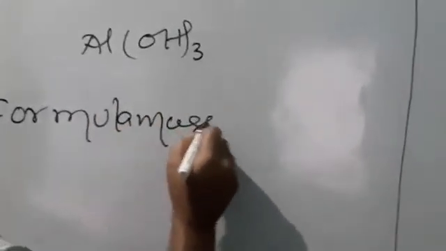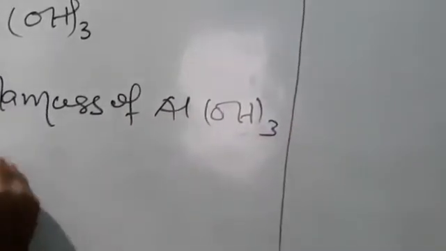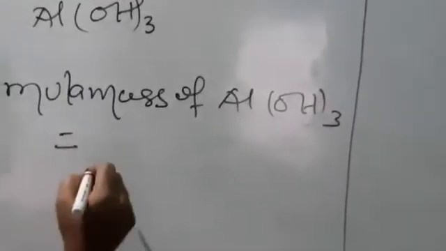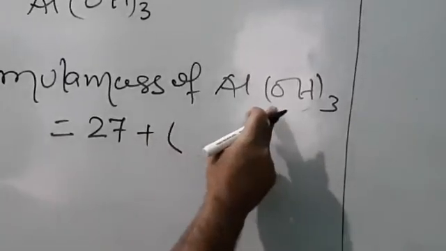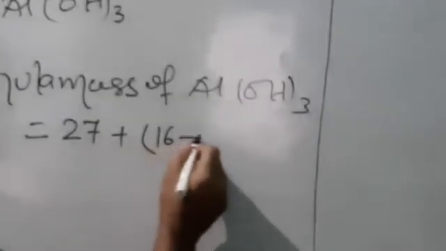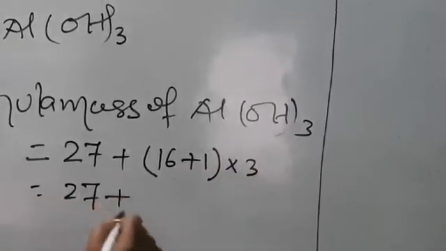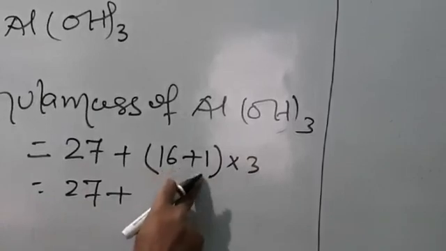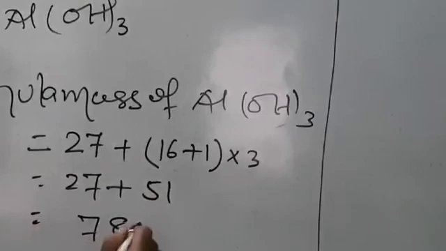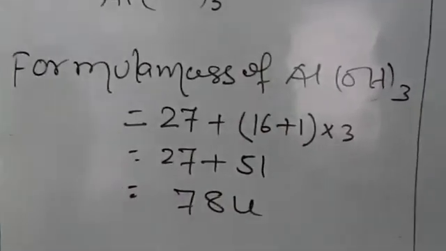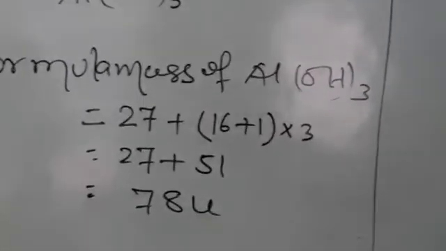Formula mass of aluminium hydroxide equals, now aluminium has atomic mass 27 plus, start the bracket, oxygen 16, hydrogen 1, into 3. 27 plus 16 plus 1, 17, 17 threes are 51. Now 27 plus 51 is 78 U. That is the formula mass of aluminium hydroxide.